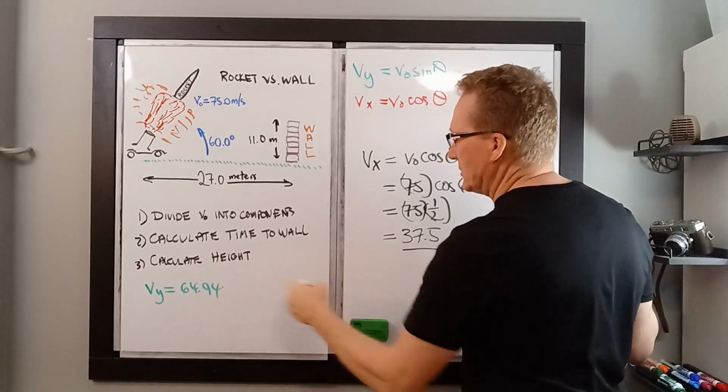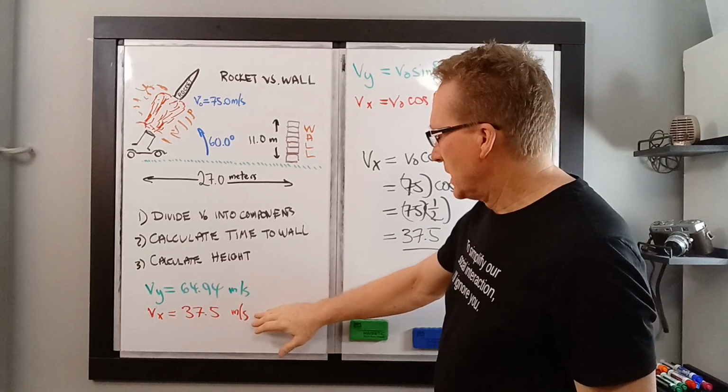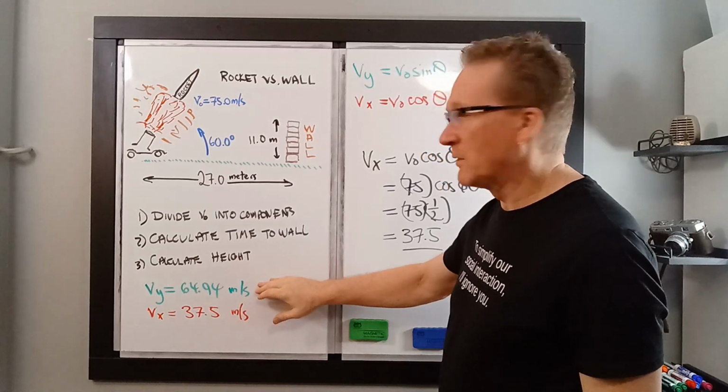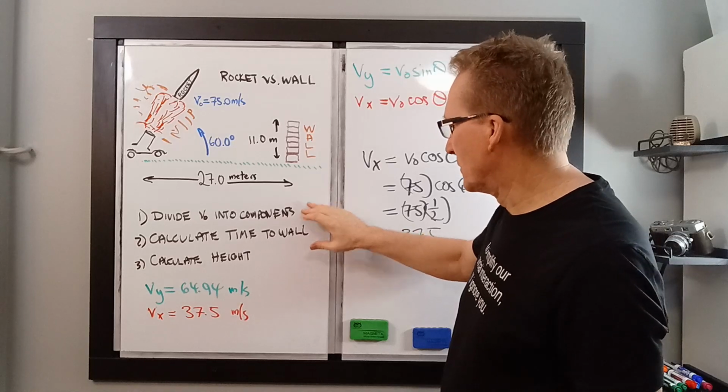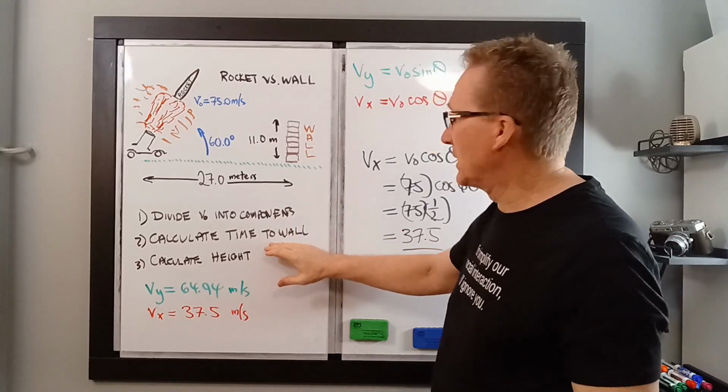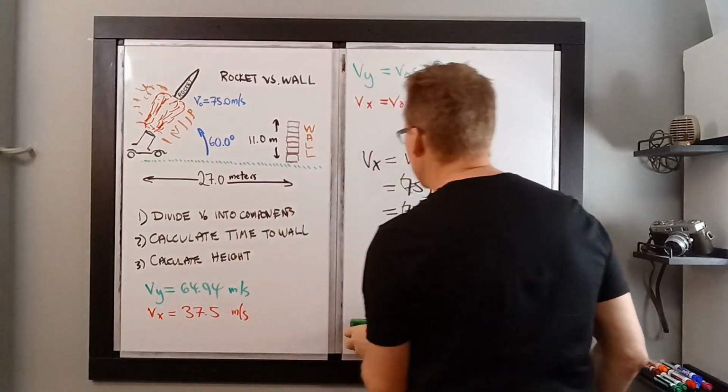I'm going to write that down here so that we have that for later as well. I've written Vx down here. We already had Vy up here. Now we've done that first part, dividing the initial velocity into components. And secondly, let's calculate how long it takes for the rocket to get to the wall.